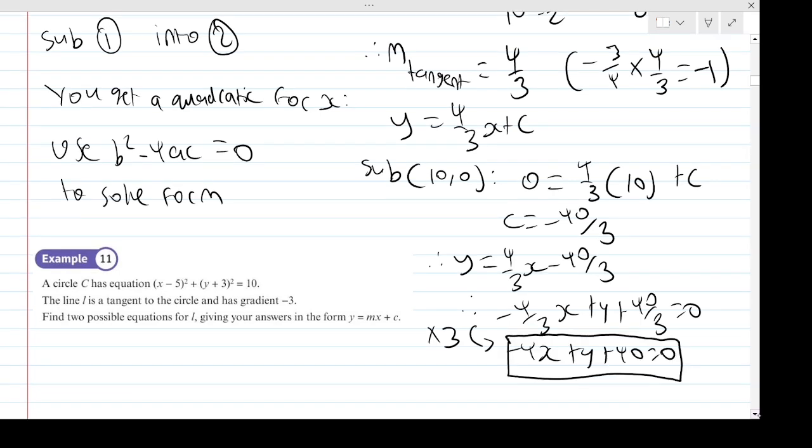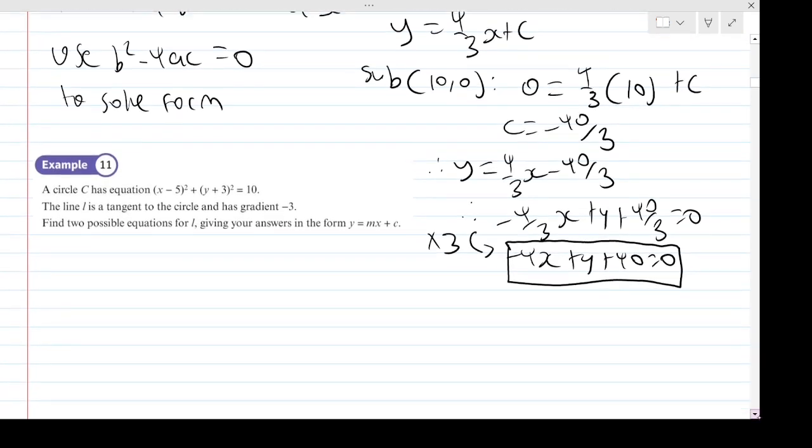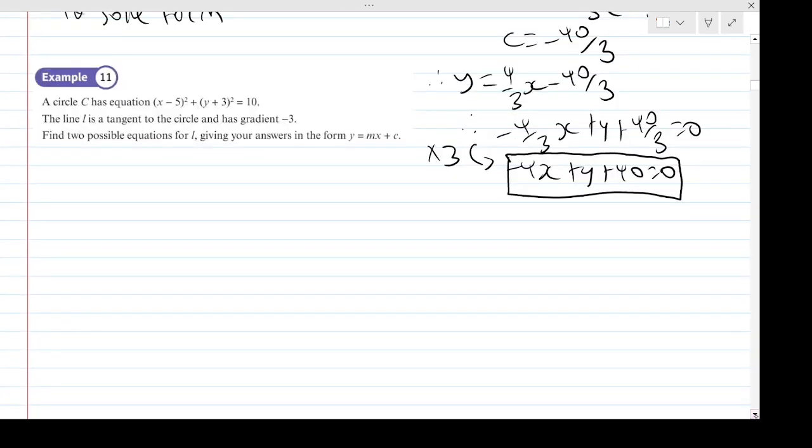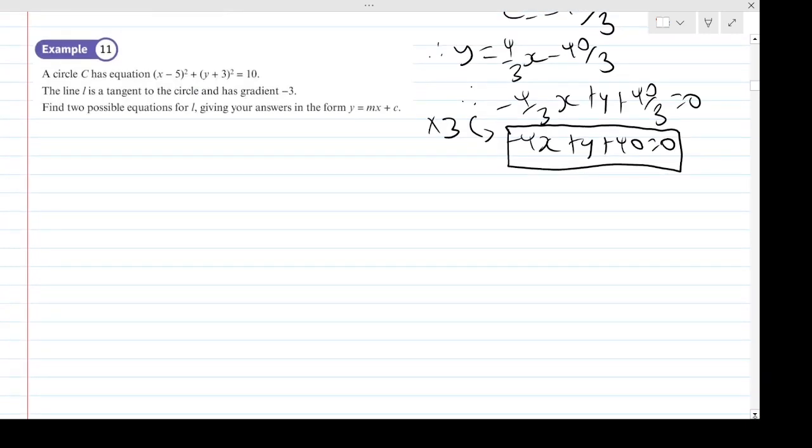Great. Okay. Let's have a look at this example then. So we are told here that the circle C has equation (x minus 5) squared plus (y plus 3) squared equals 10. And by the way, it's a good idea, as an autopilot thing, to always immediately think of the centre and the radius. You can quickly spot that because they usually give the equation for a reason, right? They give you the equation because often they want you to work out the centre or the radius or both, right? But anyway.